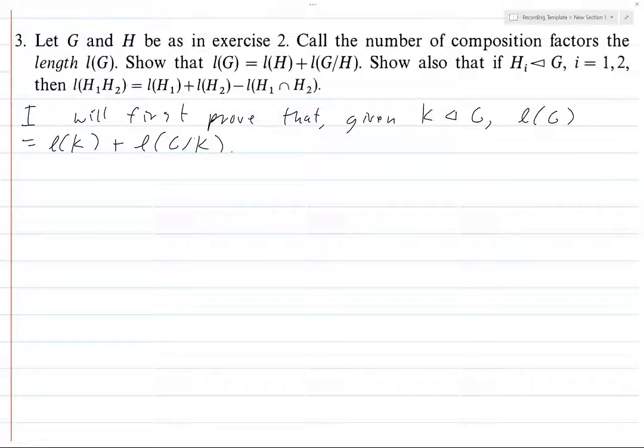And by the way, something to note here, this is the number of composition factors, i.e. the number of graded pieces. So it's going to be one less than the number of actual subgroups, or the number of actual elements in your chain.